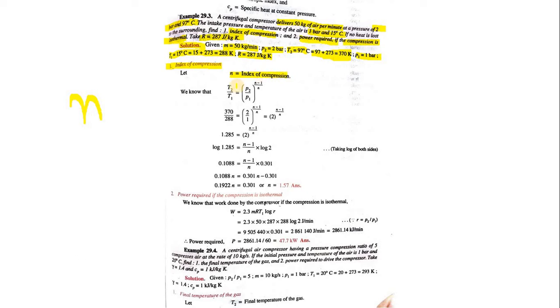So according to that, T2 by T1 is equal to P2 by P1 raised to (n minus 1) upon n. So this is for the polytropic process. If the problem is related to the isentropic process, if they ask for the isentropic index, then the formula changes. T2 by T1 is equal to P2 by P1 raised to (gamma minus 1) upon gamma.